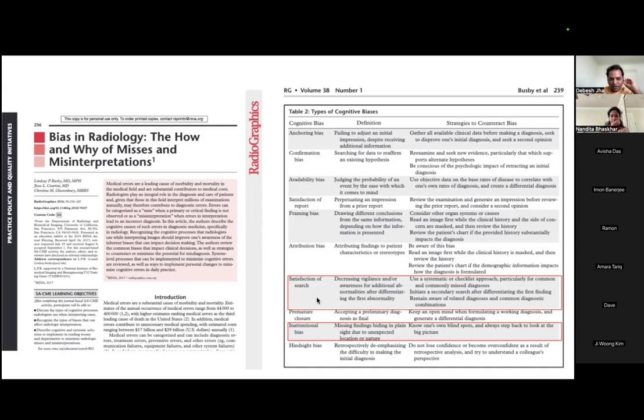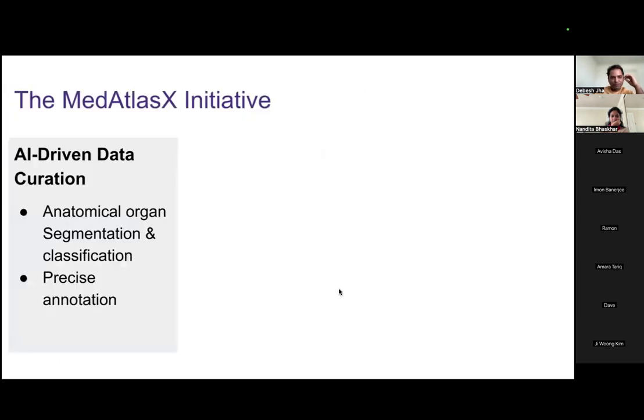Satisfaction of search means the doctor might be satisfied by just finding a few tumors, for example, in a whole long scan. So this is an example of satisfaction of search.